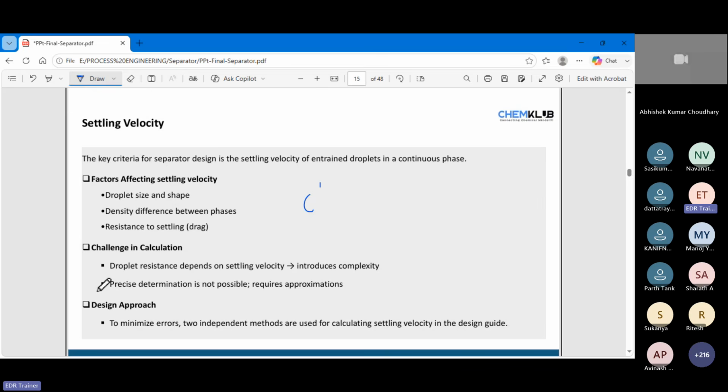What are the challenges we face with droplet resistance depending on the settling velocity? It introduces complexity. Precise determination is not possible, so approximations are required. To minimize the error, design approaches use independent methods to calculate settling velocity in the design guidelines. So, as I told you, for VT we also need a separate method to calculate it.